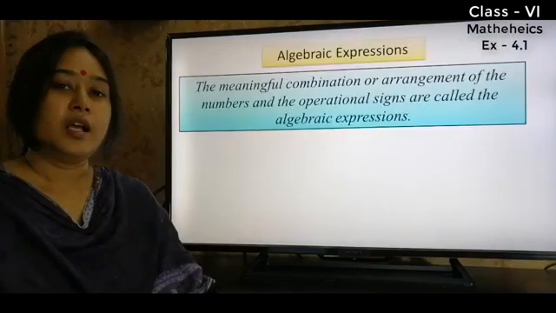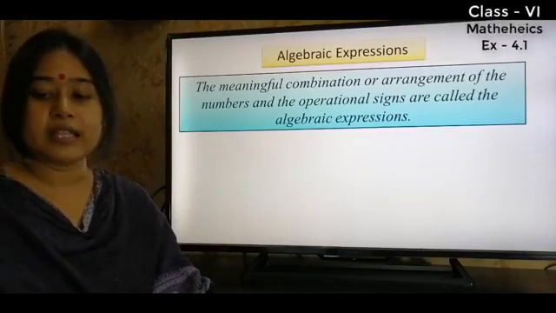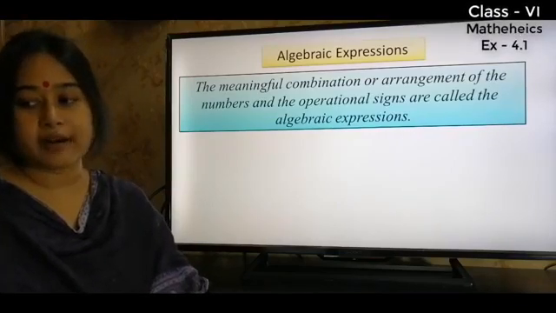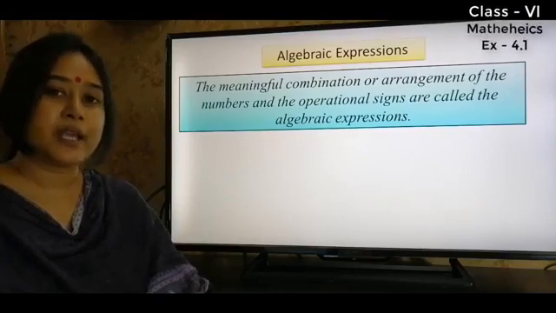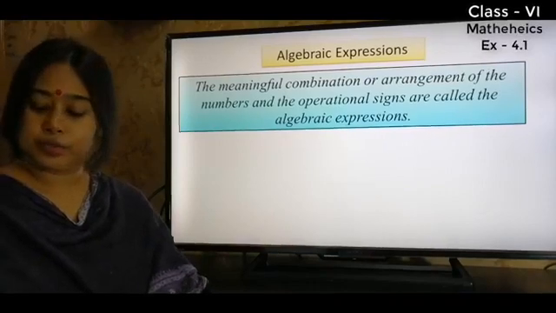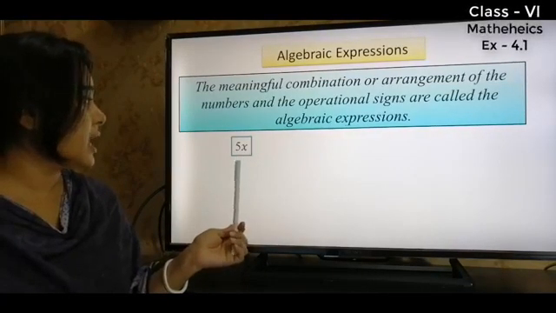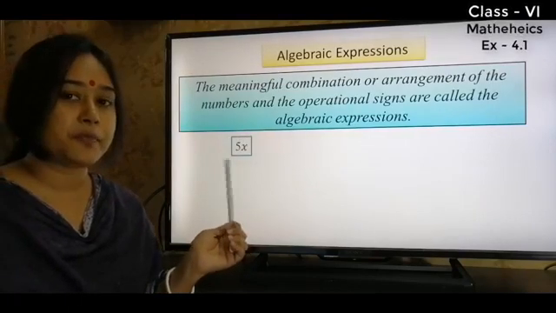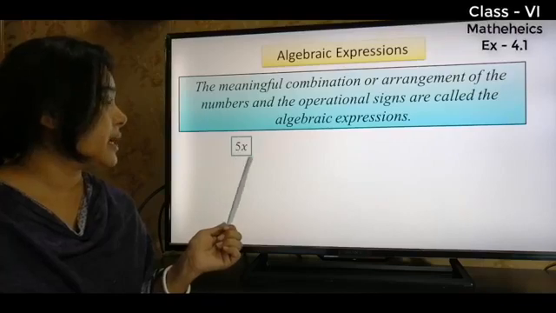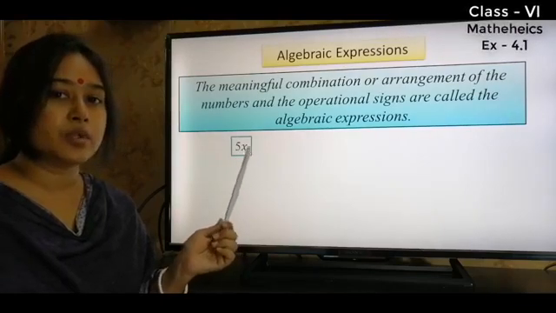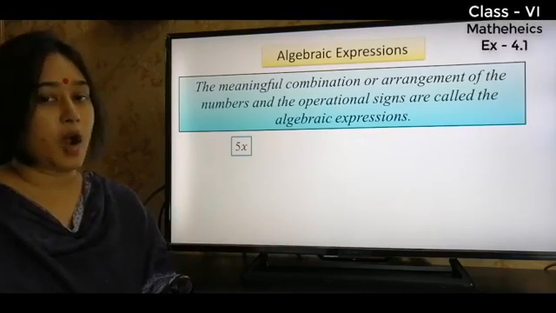So what is an algebraic expression? The definition is: the meaningful combination or arrangement of the numbers and the operational signs is called an algebraic expression. I can explain it with an example. Here you can see this is 5x, 5 times of x. Here this 5 is a number and the x is a variable. These two, number and variable, are combined with a multiplication operation.